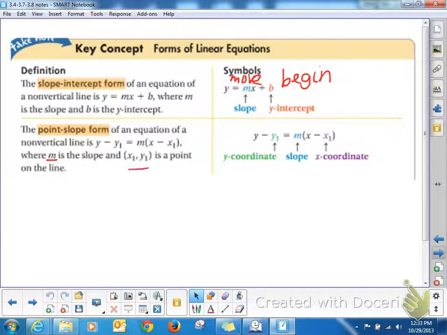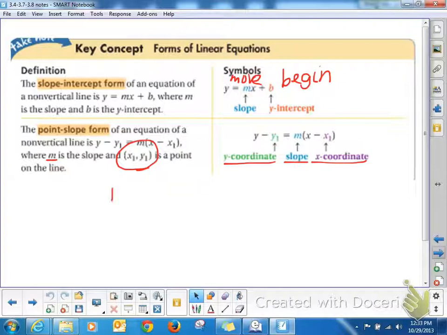The coordinate stands as your x1 and y1. When you plug them into this equation, y minus y1 is equal to m times x minus x1, then your y coordinate is here, your slope gets plugged in there, and your x coordinate here.